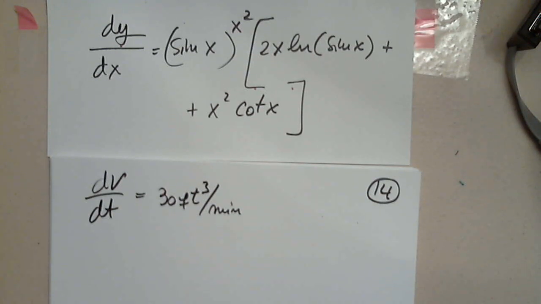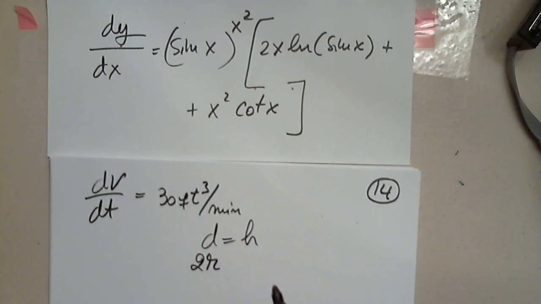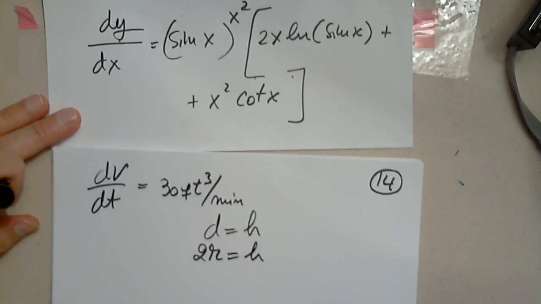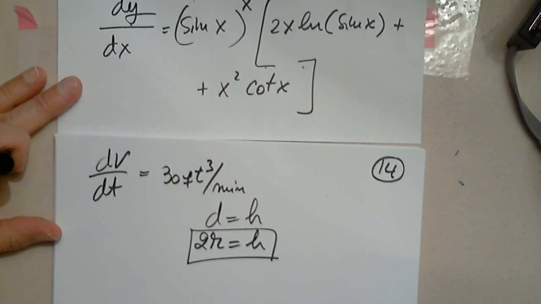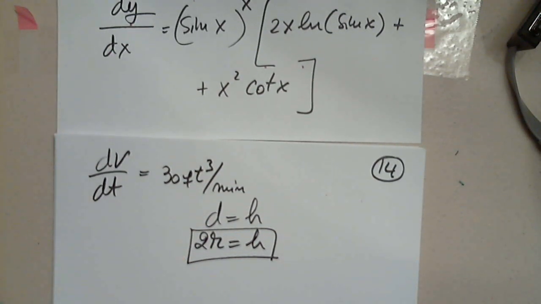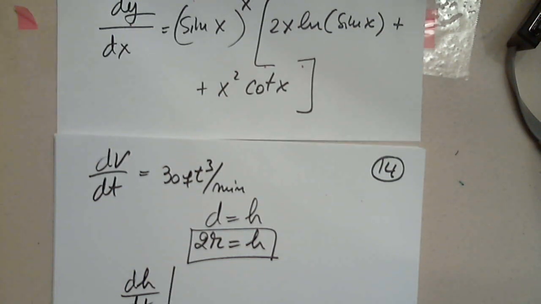So it forms a pile in the shape of a cone whose diameter and height are always equal. Diameter and height. So 2 radii equals the height at any point in time. So this is going to be used from the very beginning, because this doesn't change. How fast is the height of the pile increasing when the pile is? So we are asked to find this when the height is 10 feet.